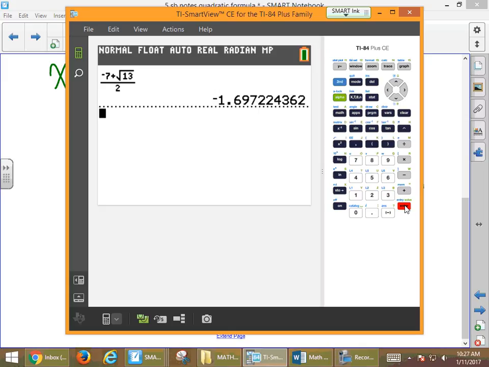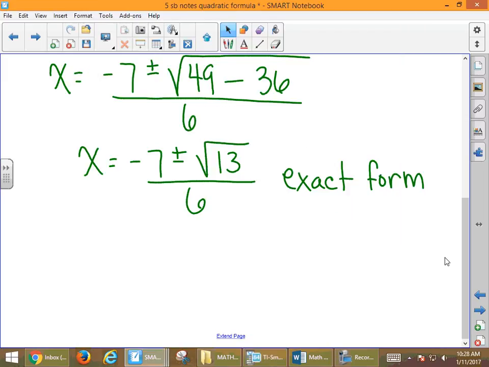Did I type this in right? What did I do wrong? I forgot to put the 6. Darn it. Let's type it in correctly here. Second time's a charm. So how about negative 0.565? Much better when we type it in correctly. To get negative 0.57 as one of our approximate values.